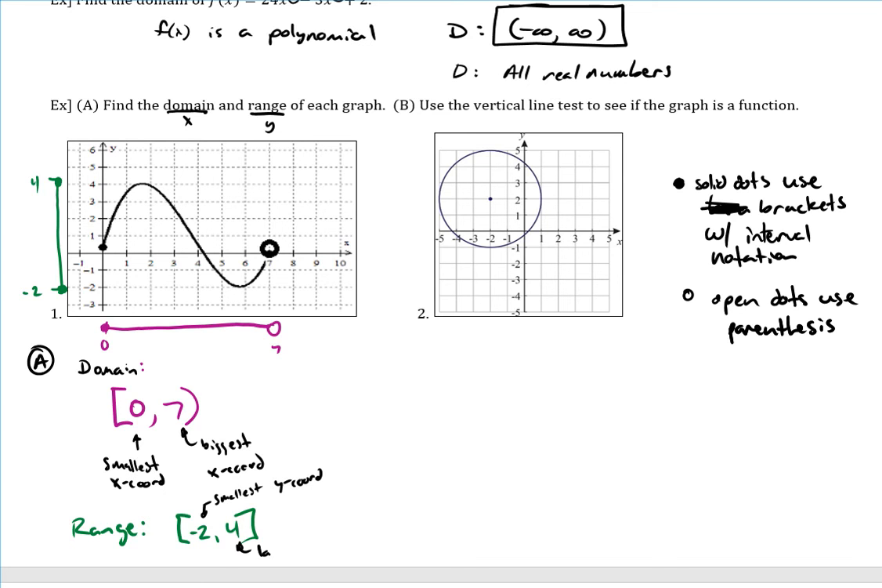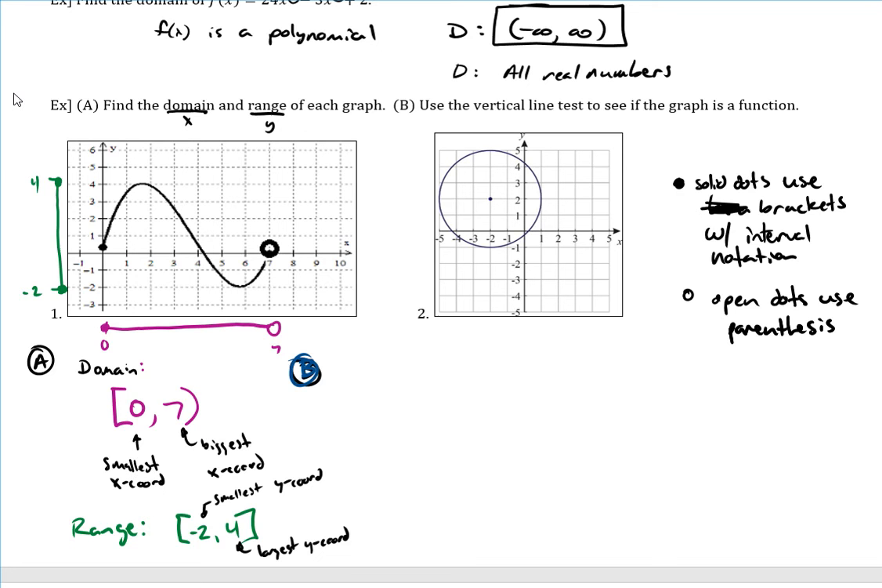And then that 4 is the largest y-coordinate. And then all other y-coordinates are in between this curve. So there they all are. Okay, so the last part for this, part B. Let me change it to blue. Part B says use the vertical line test to see if the graph is a function.